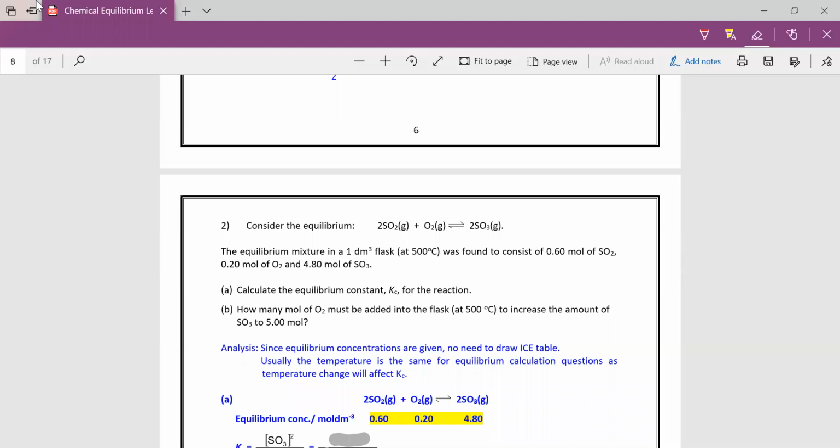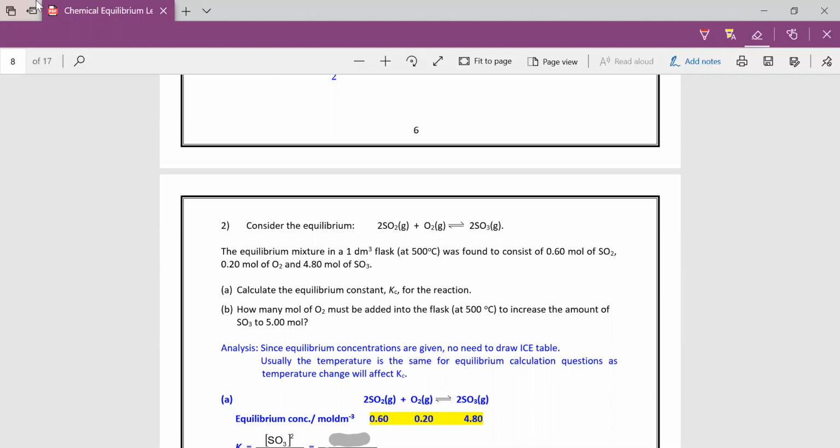For the temperature, we don't have to be too bothered, because for any particular question, temperature is going to stay constant most of the time. If temperature doesn't stay constant, then we cannot use the same Kc to do our calculation. So most of the time the temperature will stay constant.